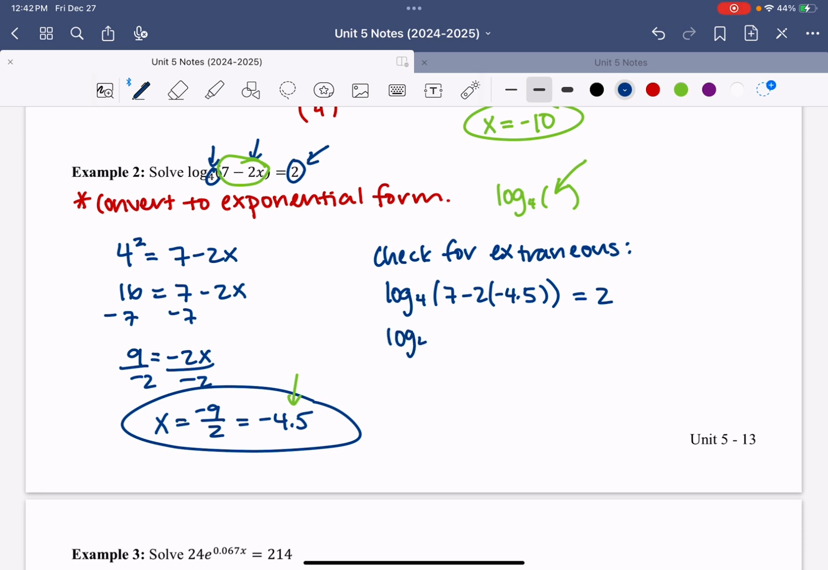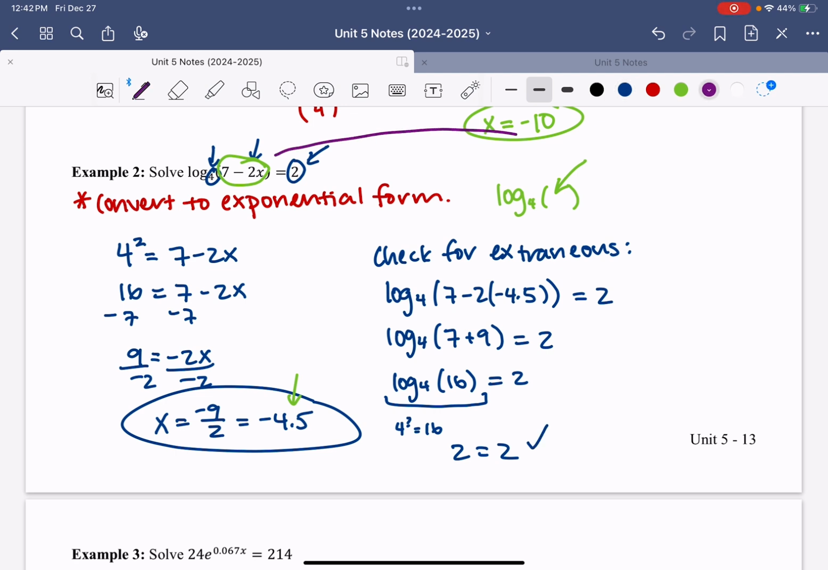So log base 4 of, negative 2 times negative 4.5 is going to be positive 9. I see that we're already kind of in the clear, but I'm going to keep going. So 7 plus 9 is 16, and log base 4 of 16, well, that would be 4 to the what power equals 16. That's going to be 2, so 2 is equal to 2. So that is a true statement.